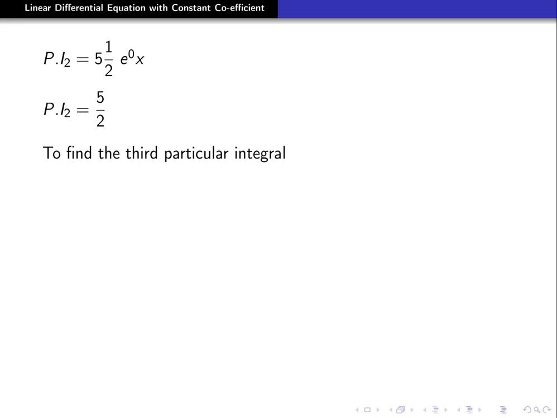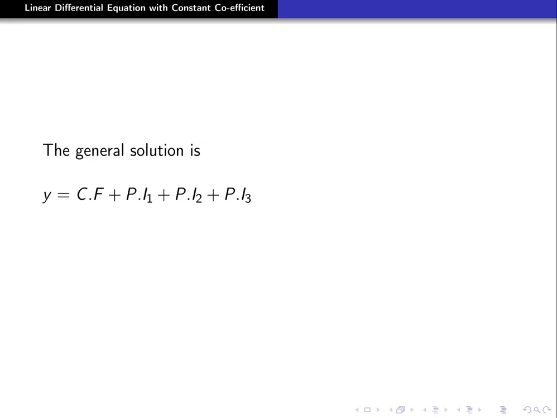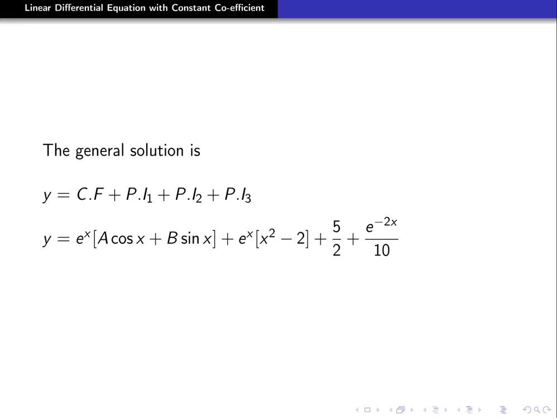Now to find the third particular integral. The particular integral is equal to 1 by d square minus 2d plus 2 into e power minus 2x. Therefore, wherever d is there, we have to use type number 2 and replace d in terms of a. A is nothing but minus 2. Replace it and simplify that one. We will get the particular integral equal to e power minus 2x divided by 10. Now we can substitute the complementary function, particular integral 1, particular integral 2, and particular integral 3. So we will get the solution.